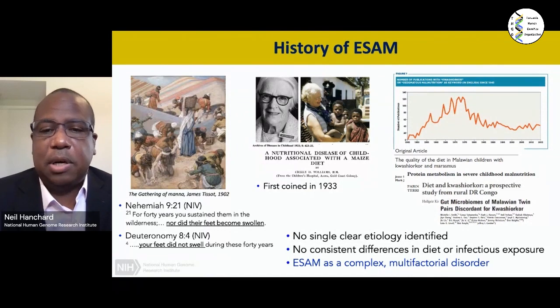And so that has shifted a lot of the focus back to more innate issues, which includes genetics. And so we have taken on thinking about edematous malnutrition or kwashiorkor as a complex multifactorial disorder.